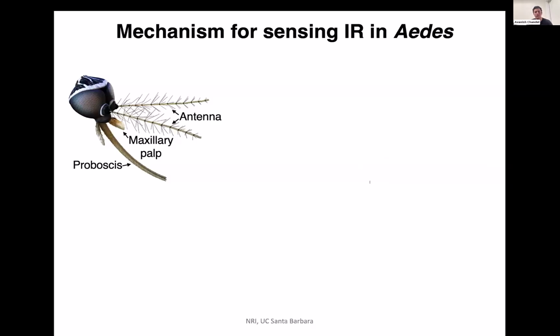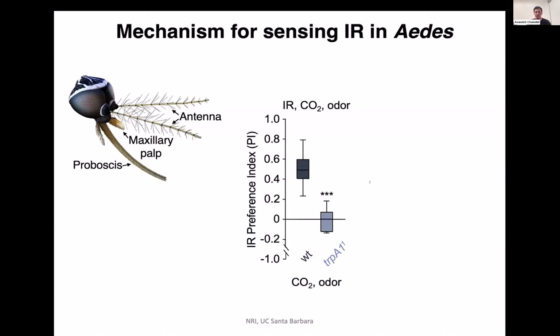Now, moving to the mechanism of infrared sensing, we focused on the TRPA1 channel, which has been previously identified as the thermosensor in Drosophila. In mosquitoes, a few other labs, like the Hoshal group, reported its role in thermal avoidance behavior. So we received these TRPA1 mutant lines from their lab, and interestingly, when we tested these TRPA1 mutant mosquitoes in our IR preference index behavior, we found that they showed no preference for IR, suggesting that this channel is essential for IR detection.